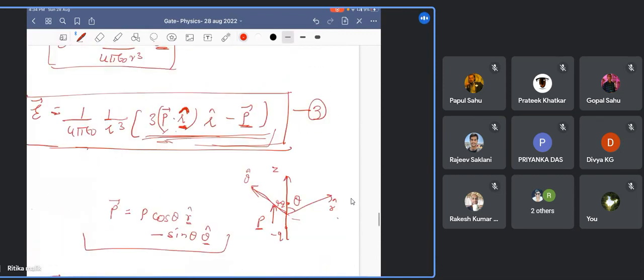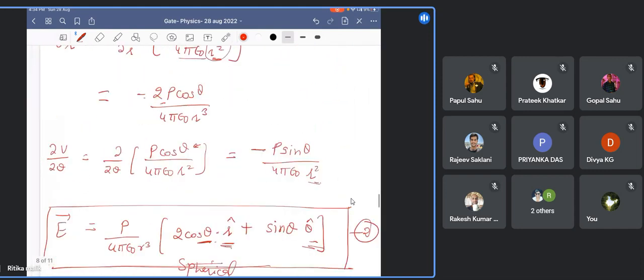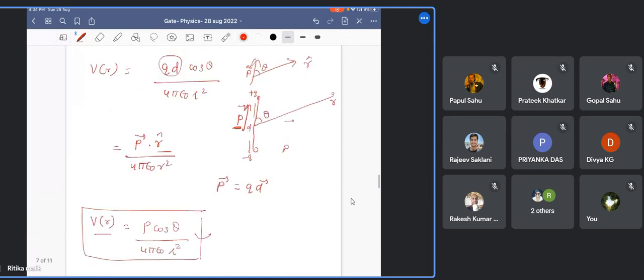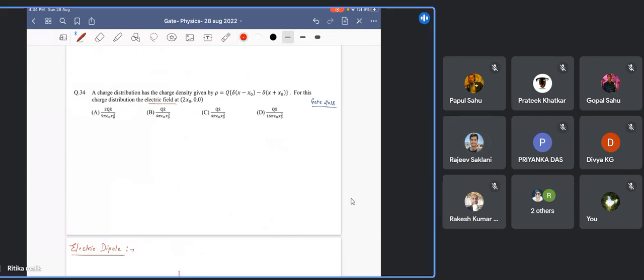I hope you understand this concept and the derivation. If you have questions, you can ask. Ma'am, what will be the direction of the electric dipole? The direction of the electric dipole is generally taken to be the z direction. Once you fix the direction of the dipole, it becomes easier to calculate the electric field direction. So you always try to make your direction the z direction.